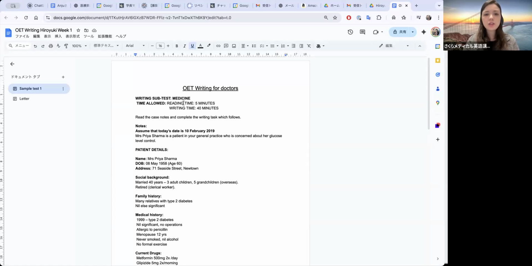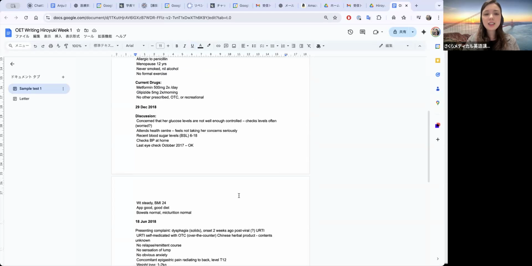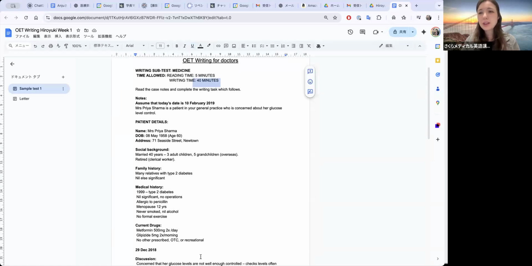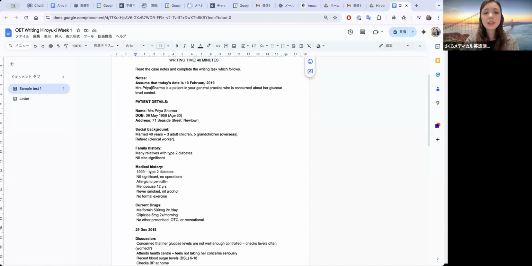You've got 5 minutes to read and 40 minutes to write. The case looks very similar to medical notes. Not all information is going to be relevant to the writing, and a very important part of writing is choosing the correct information. So we have this case here. Assume today's date is 10th of February 2019.